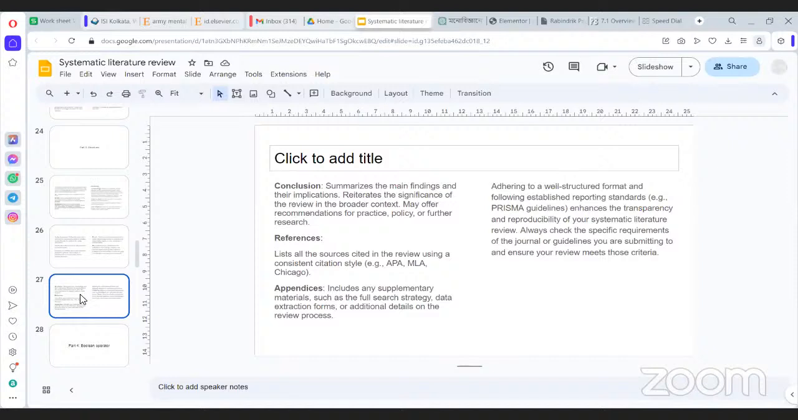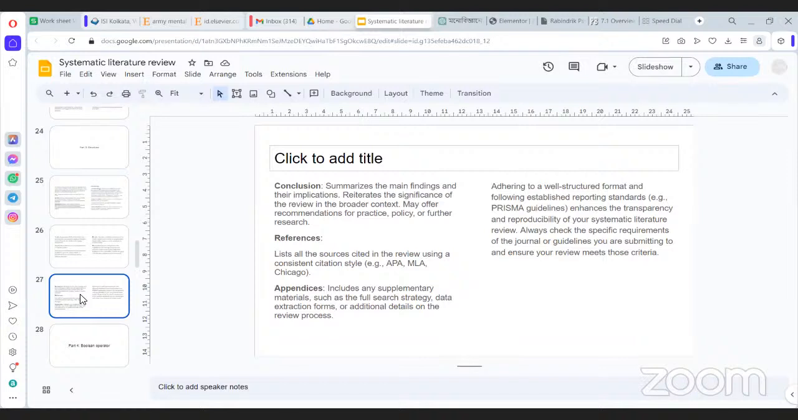Sir, one question. Sure. While writing this discussion section, we need to refer to other studies. So while writing this discussion section, can we refer to the same studies that have been undertaken for the review? Yeah, definitely. Or other studies? Yeah, definitely. Okay, sir. You can mention.